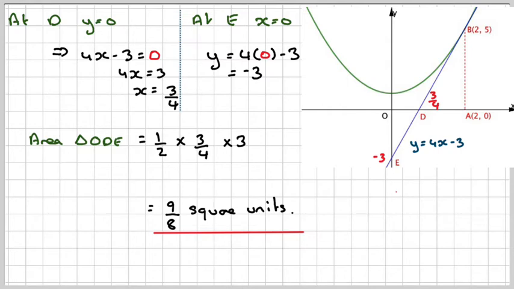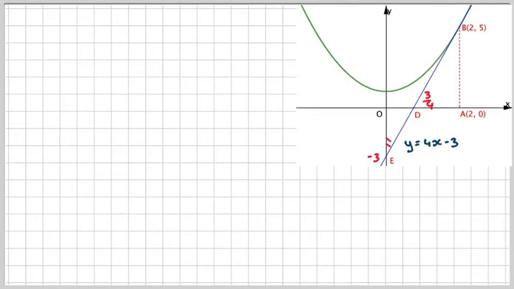For part B, we have to identify the area that we want. We want the area bounded by the curve, the tangent and the y-axis. So it's going to be that area plus that area. But how are we going to do it? We've already got this triangle here. We're going to find this area here by integration, and then take away that triangle, and also add in that triangle to get the area that we want.